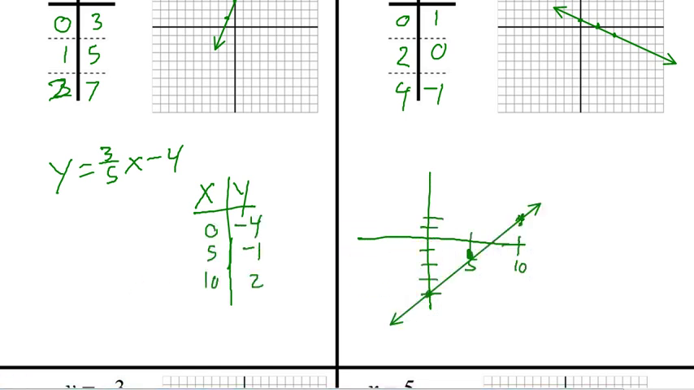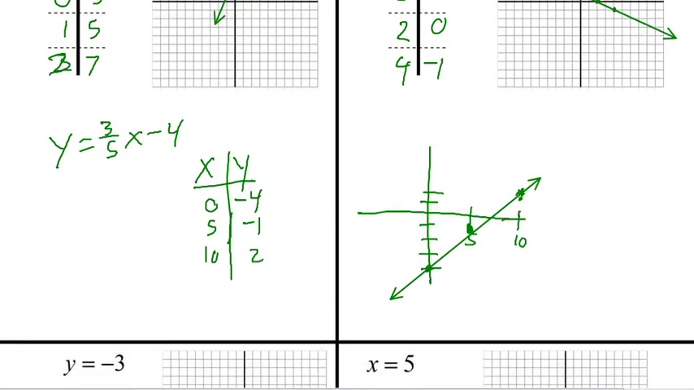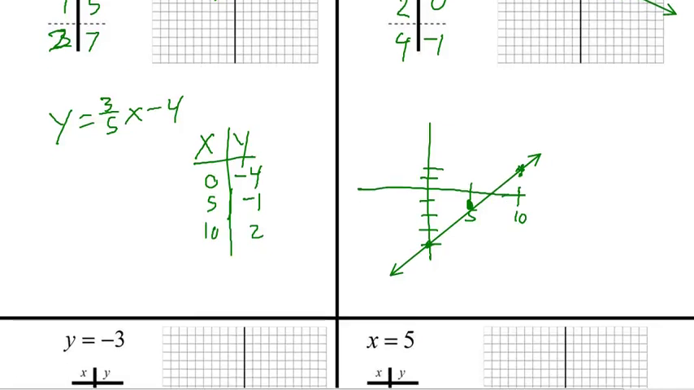And it should look something like that. Hopefully your graph looks a lot better than mine. My pen makes me draw like a first grader. But that's what you should have gotten. It should have been that similar type shape.